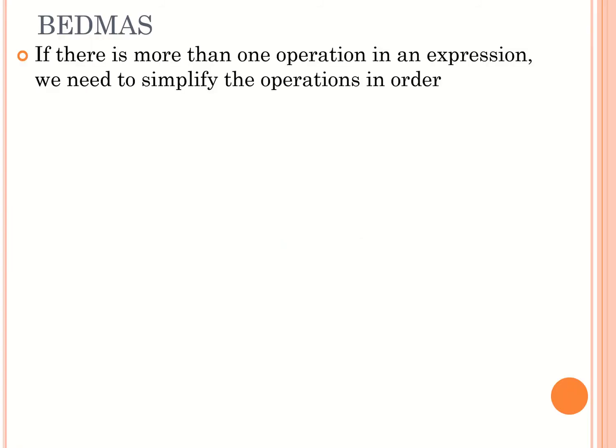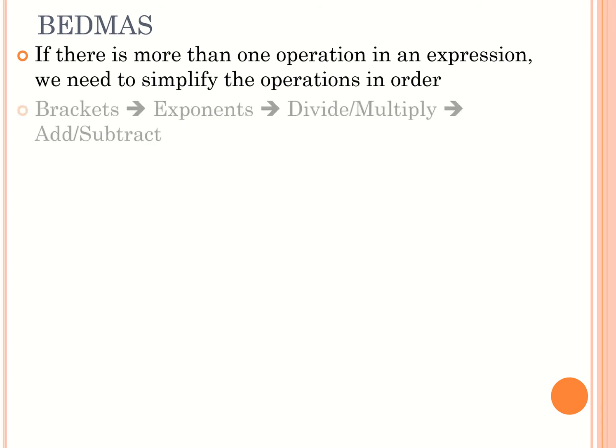Okay. Here we go. If there's more than one operation in an expression, you need to simplify the expression using the order of operation. Again, B is brackets, E is exponents, D and M is divide and multiply, and you do these two from left to right. Then add and subtract is what you do last, and again you go from left to right.